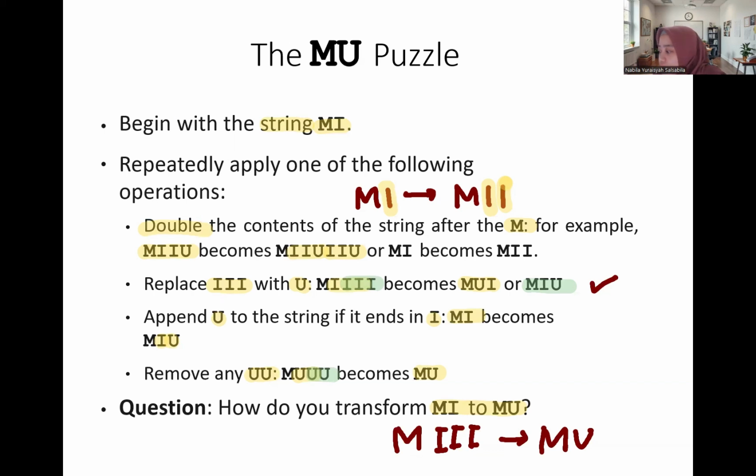Is there any other way? So let's see. Suppose we have triple U here. If the previous step is M triple U, then we can get MU. How about the third step? In the third step, we cannot get MU because it will always contain I.